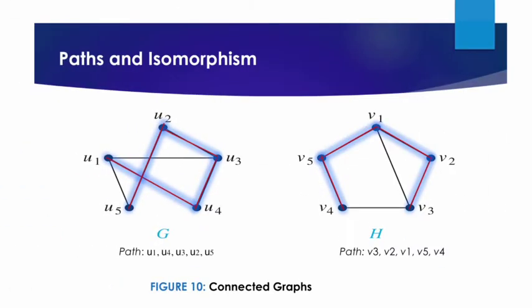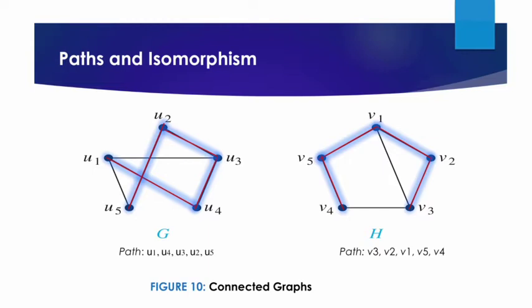To find a possible isomorphism, we can follow paths that go through all vertices so that the corresponding vertices in the two graphs have the same degree. For example, the paths U1, U4, U3, U2, U5 in G, and V3, V2, V1, V5, V4 in H. Both go through every vertex in the graph. Start at a vertex of degree 3, then you go to vertices of degree 2, 3, and 2 respectively, and end at a vertex of degree 2.